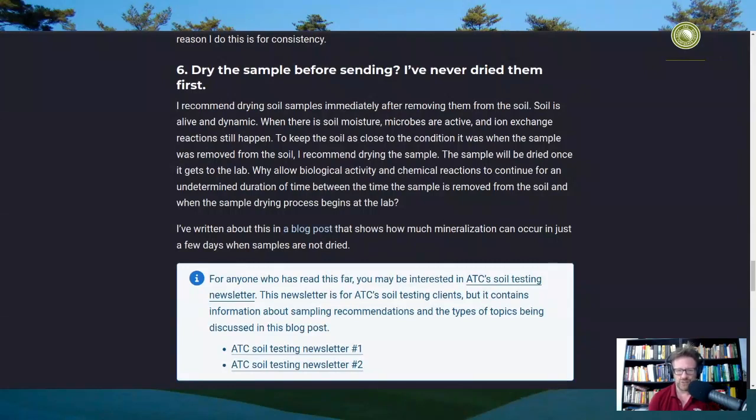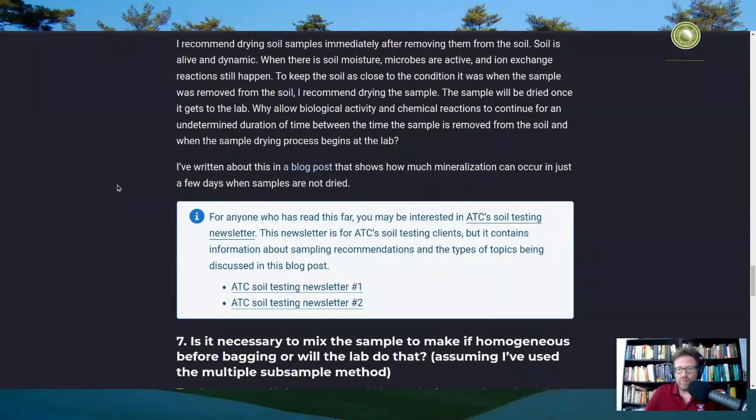Why allow biological activity and chemical reactions to continue for an undetermined duration of time between the time the sample is removed from the soil and when the sample drying process begins at the lab? I've put a link in here to a blog post that shows how much mineralization can occur in just a few days in samples that are not dried. And I just think it makes sense to keep the sample as close to the condition it was when it was removed from the soil, instead of allowing biological and chemical reactions to continue happening until the undetermined time at which the sample is dried at the laboratory.